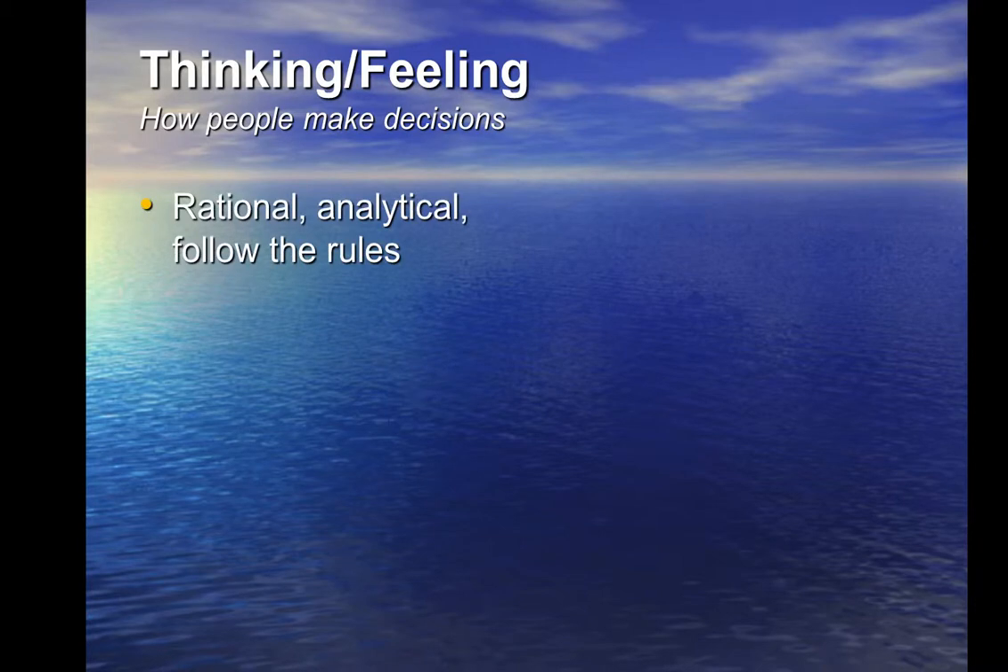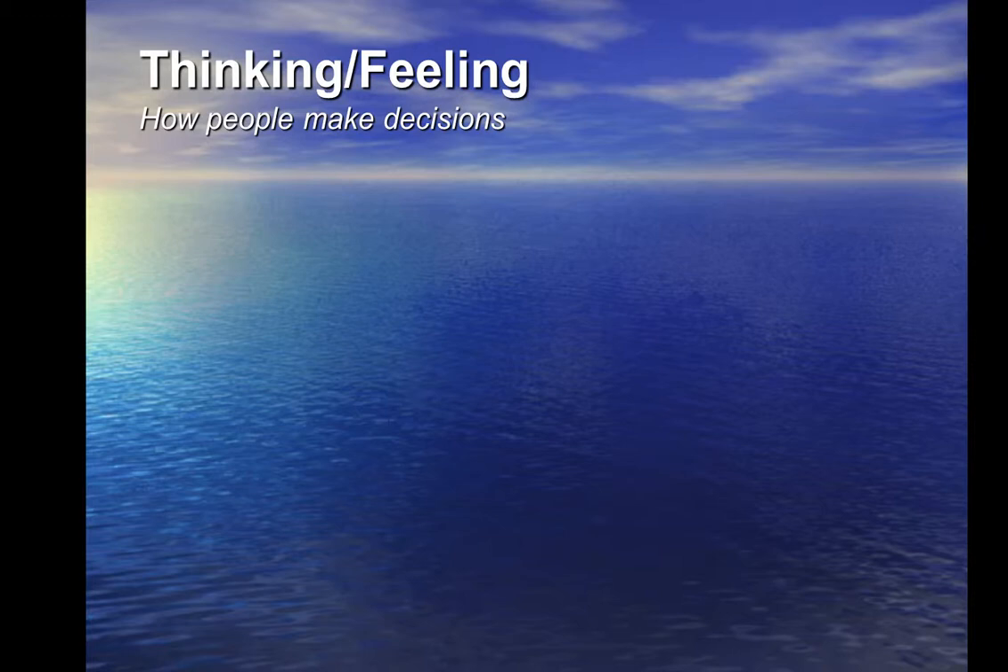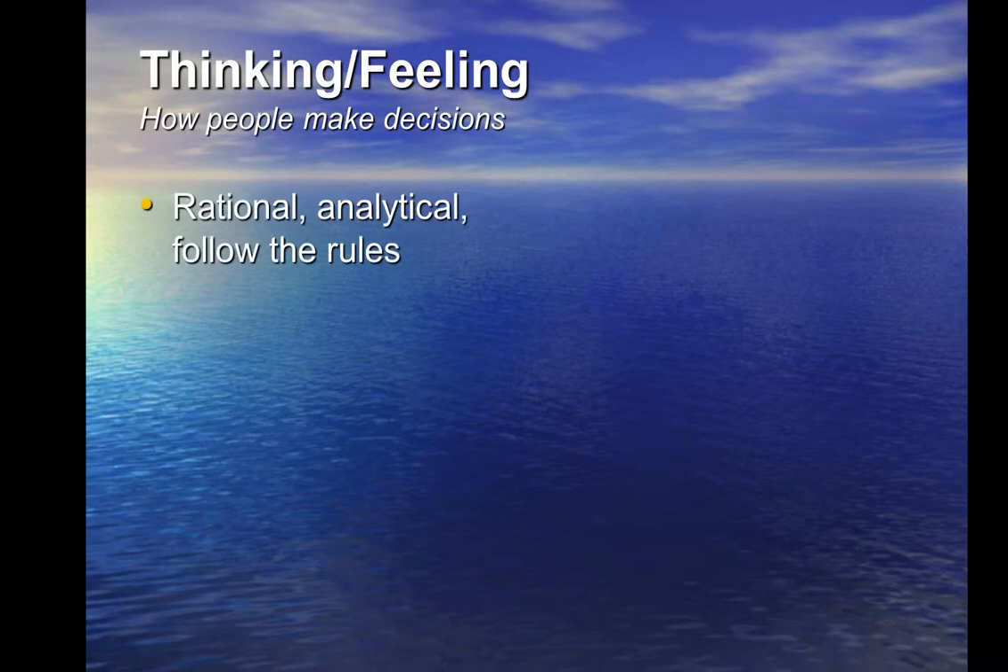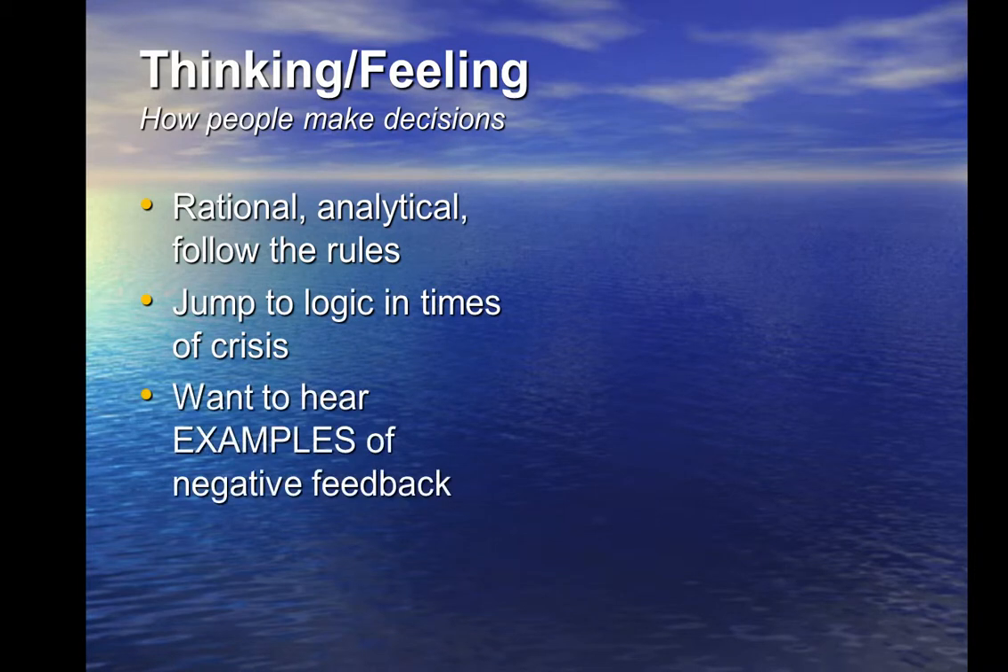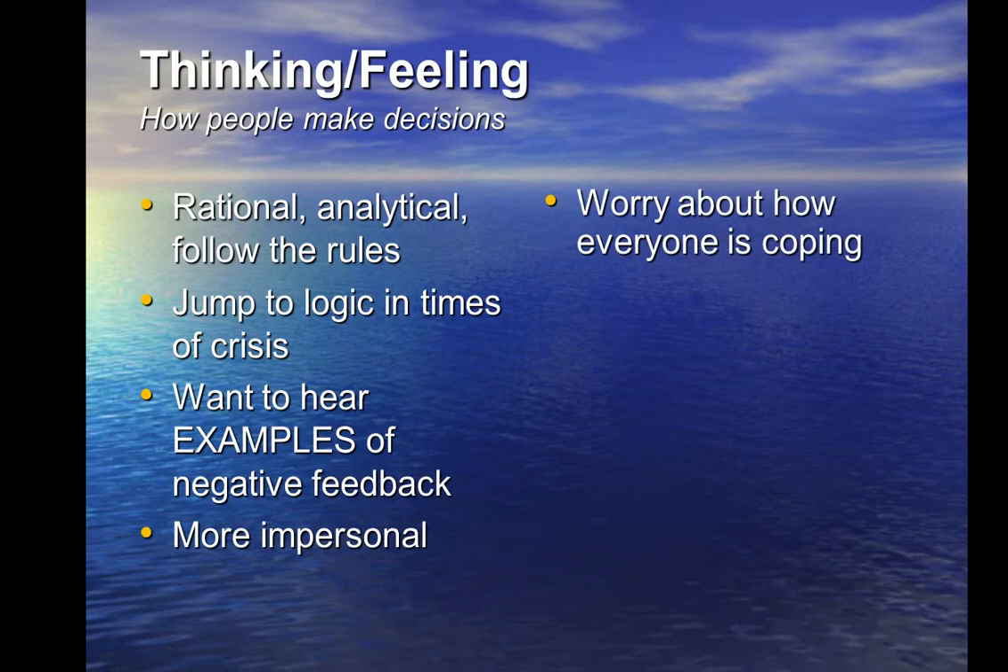So if you really want to just think about this generically, it's the head or the heart. People who are thinkers, first and foremost anyway, even though they may think in both capacities, tend to first think in a very logical, cost-benefit, rational way. So they're rational, they're analytical, they follow the rules when making decisions, they're very logical. They don't mind hearing negative feedback as long as there are examples, because then that makes sense to them. And their decision-making tends to be more impersonal, whereas with feelers, it's more about the people and the principles.